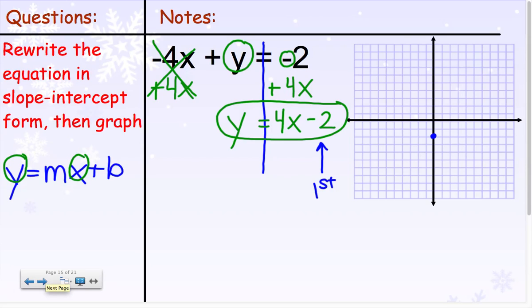I always do my slope, which is positive 4, second. 4 as a fraction is 4 over 1. Remember, we always want to graph our slopes as a fraction. So if I rise 4, 1, 2, 3, 4, and run 1, I can make another dot. Remember, always do your rise and run from the dot you made.